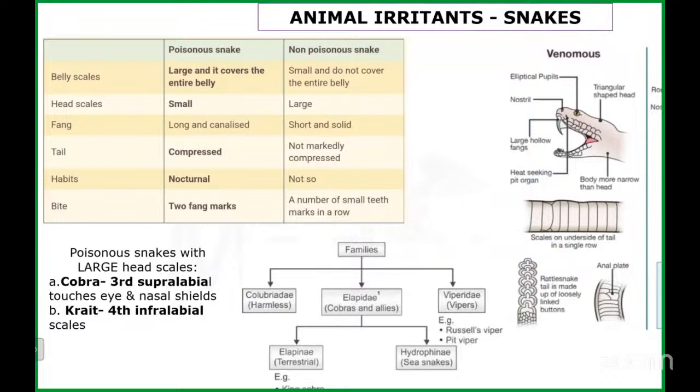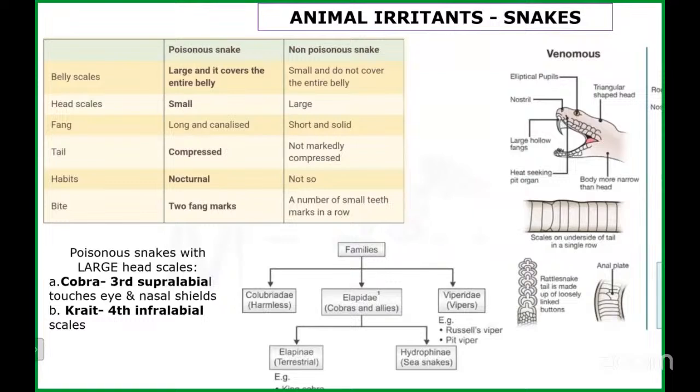So the head scales are usually small, the belly is usually large, and the scales of the belly will usually cover the entire belly. So these are the main 3 points of differences. Number one is a compressed tail. Number two is a small head scale. Number three is a large belly scale. So how can you remember it?